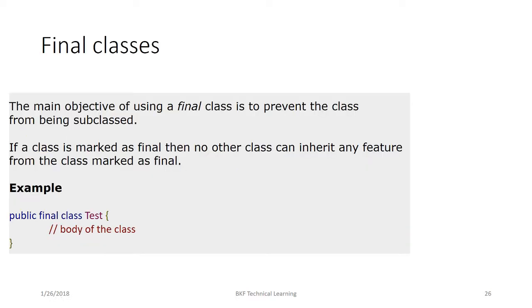Now final classes. The main objective of using a final class is to prevent the class from being subclassed. If a class is marked as final, then no other class can inherit any feature from this class. So for example, public final class test. So you cannot inherit this class because it's final.